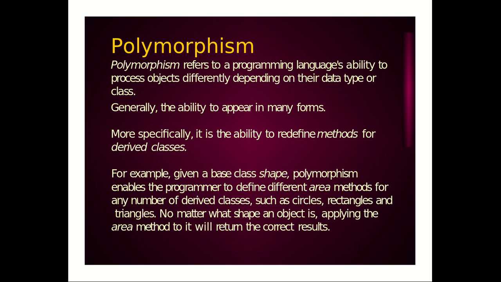For example, given the class Shape, polymorphism enables the programmer to define different area methods for any number of derived classes such as circle, rectangle, and triangle. No matter what the shape of the object is, applying the area method will return the correct result. That means we define the Shape class with a single method, area. It is an abstract method.